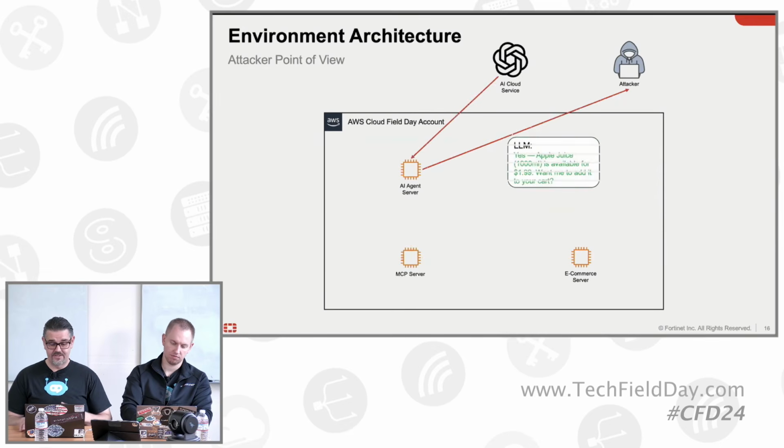The large language model then chews on all that information and says, in fact, yes, we do have apple juice. 1,000 milliliters is available for $1.99. Do you want me to add it to your cart? This is pretty standard fare, and this is exactly how the interaction would continue if the customer decided they did want to add apple juice. And we're going to see Julian walk through this process today during his attacks.